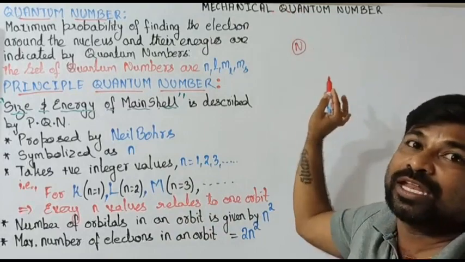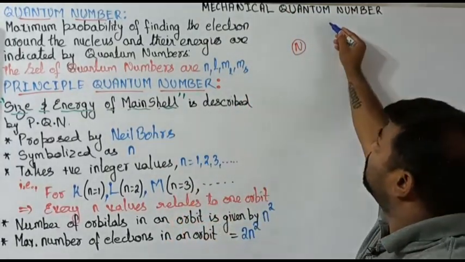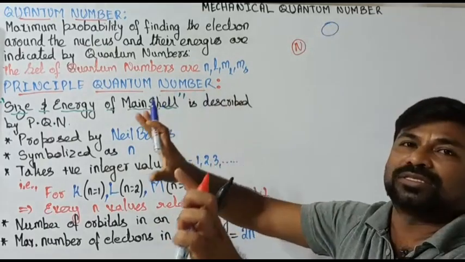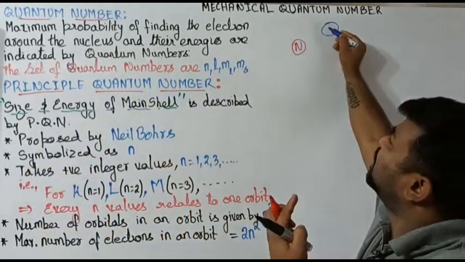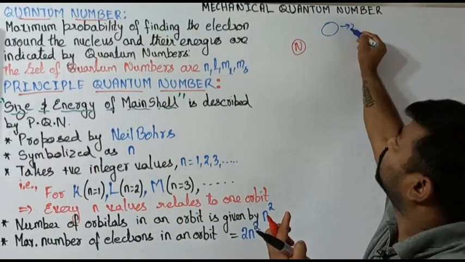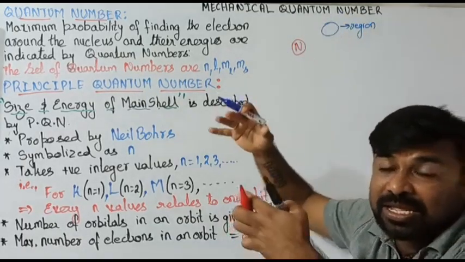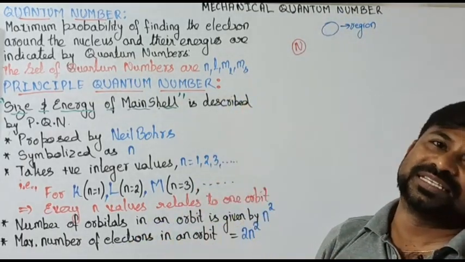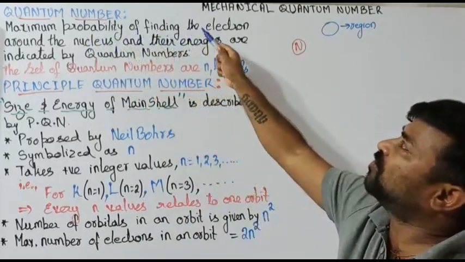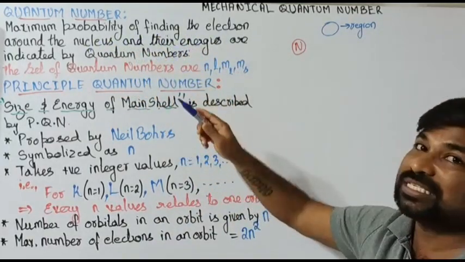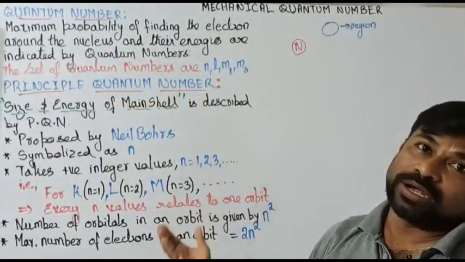I'm not defining any shape for that. So probably here, at a particular time, the electron may be present in this region. There is much chance of it existing here. That's what he says. The maximum probability of finding the electron around the nucleus, and their energies also, is indicated by quantum numbers.